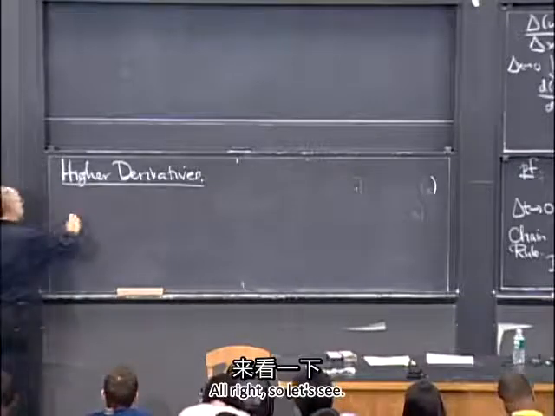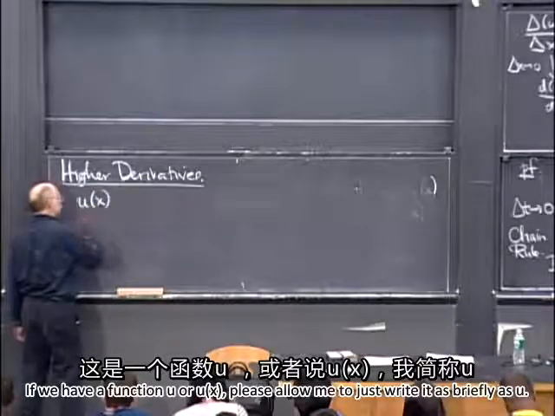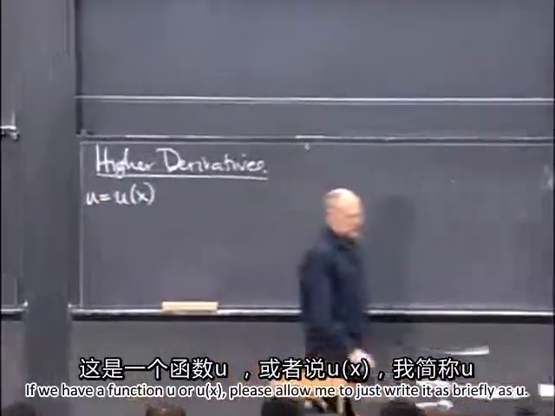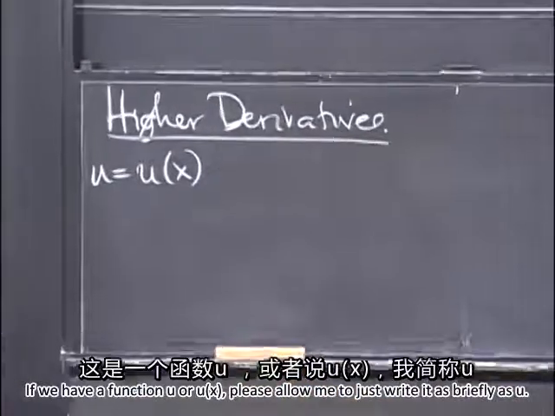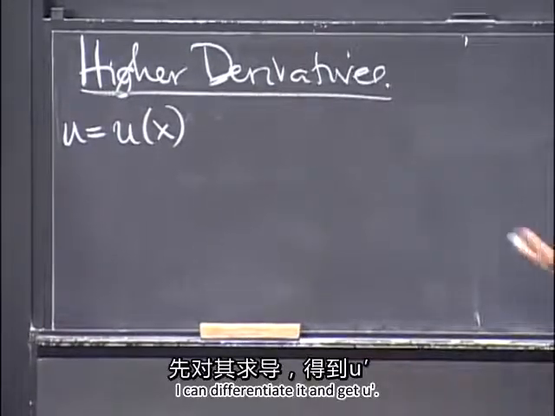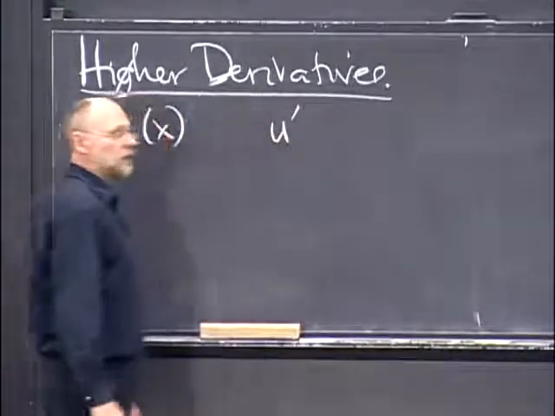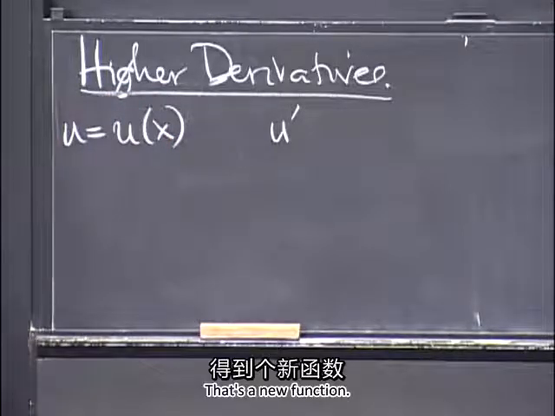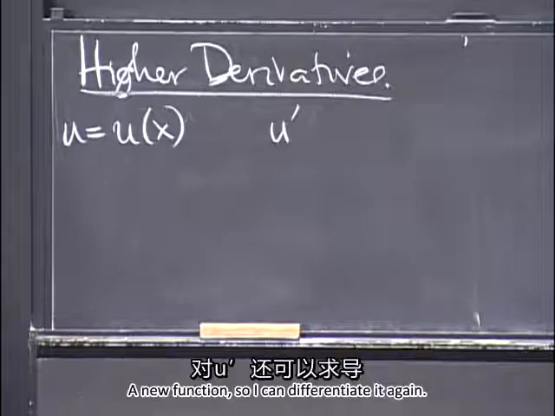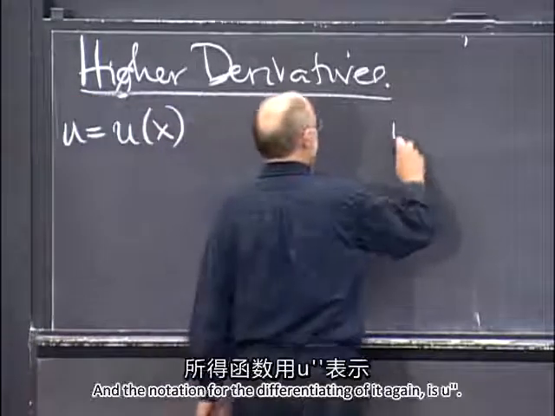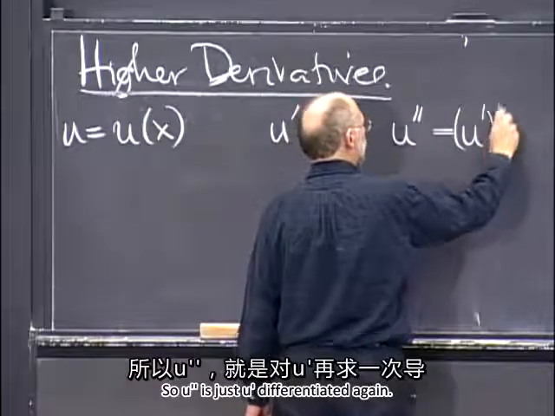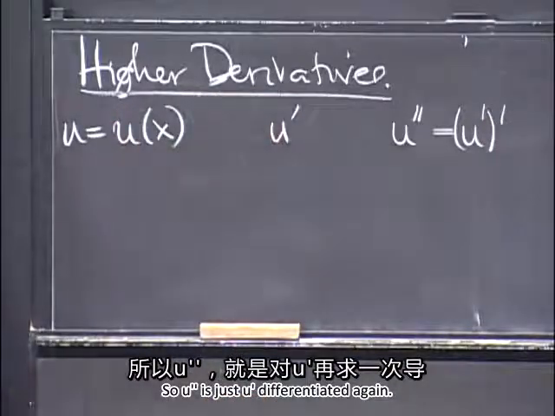All right, so let's see. If we have a function u of x, please allow me to just write it as briefly as u. This is a sort of notational thing. I can differentiate it. I get u prime. That's the derivative. That's a new function. Like if you started with the sine, that's going to be the cosine. A new function, so I can differentiate it again. And the notation for differentiating it again is u prime prime. So u prime prime is just u prime differentiated again.